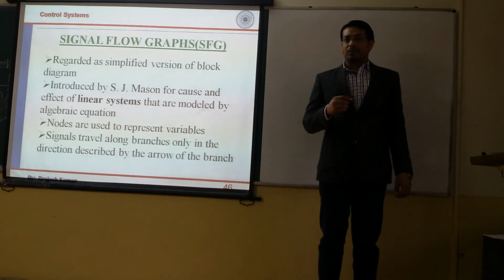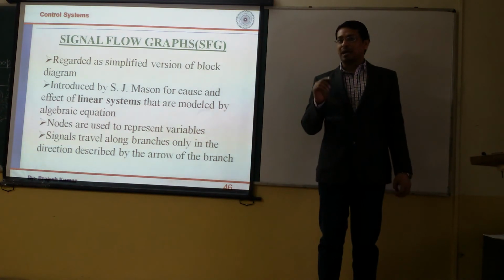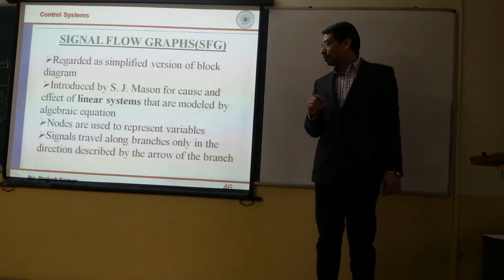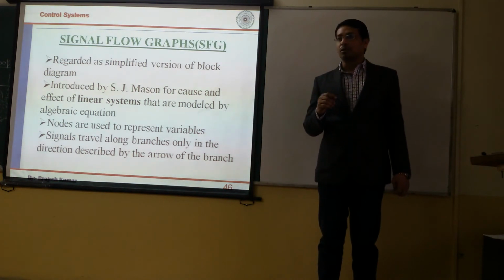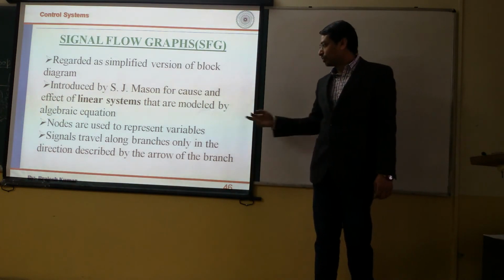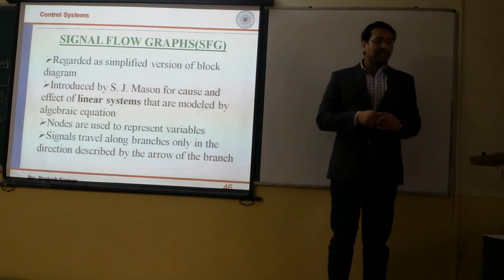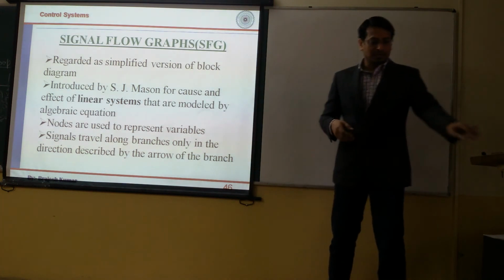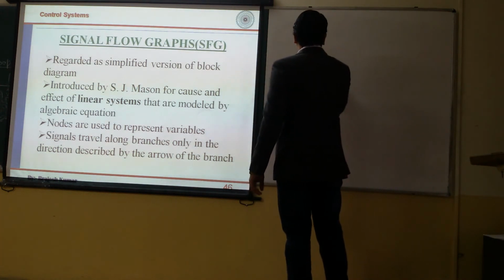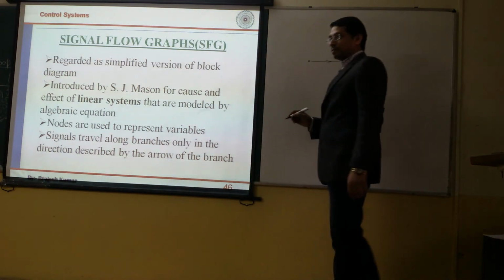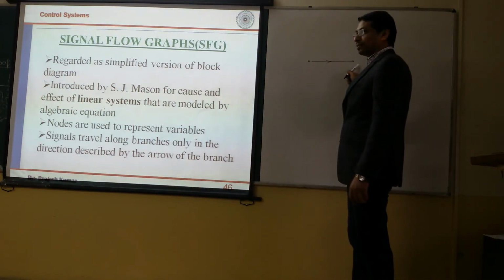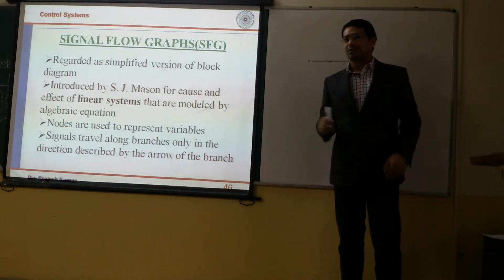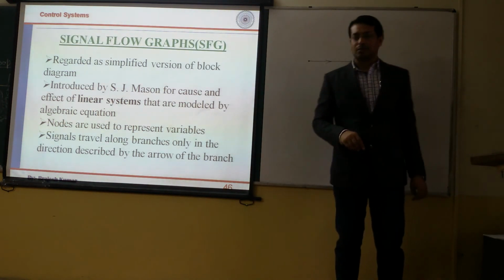In the block diagram representation, you used an arrow sign for the signal, but in this particular case, you are going to use nodes to show your variables. So nodes represent variables. Signals travel along the branches only in the direction described by the arrow of the branch. Means signal can travel in this direction only, not in the reverse direction. That was the similar case with the block diagram also.